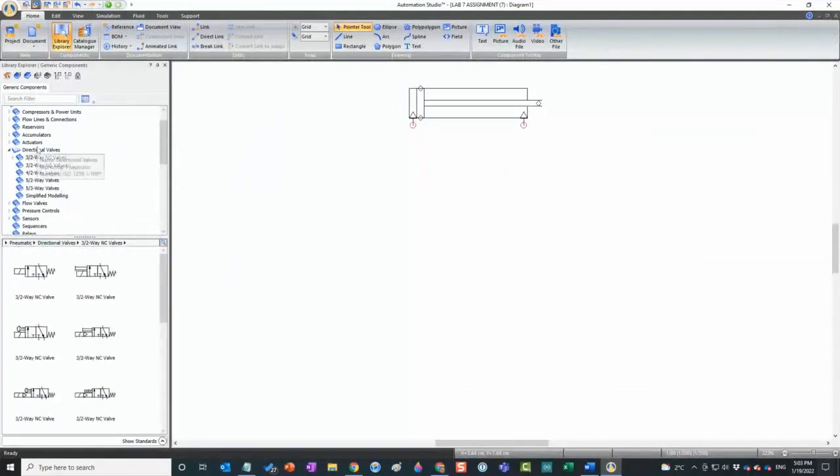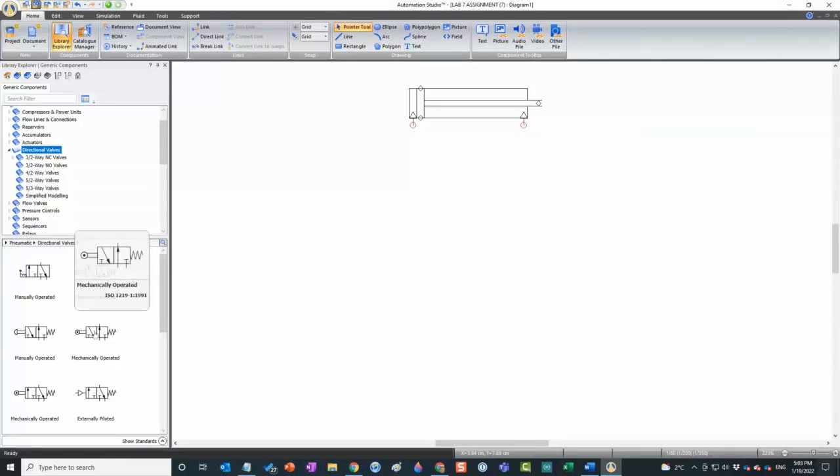Do I have any of these? I'm going to go for directional valves. I'm just going to click on directional valves. Oh, look, there's one right here. This is exactly what I want. I'm going to grab this. This one is on a roller, so it's actually a limit valve, but I want a push button valve, and this is actually the one I wanted.